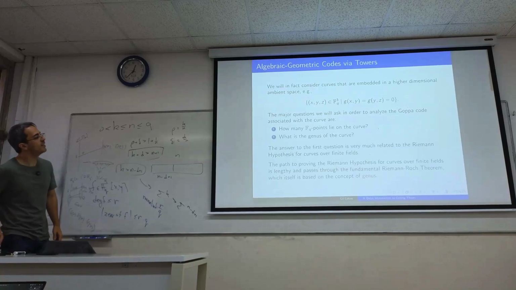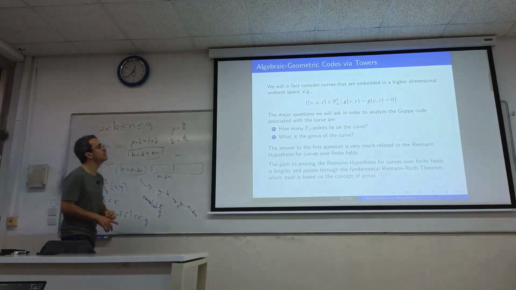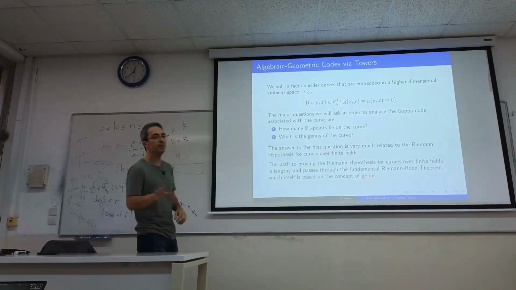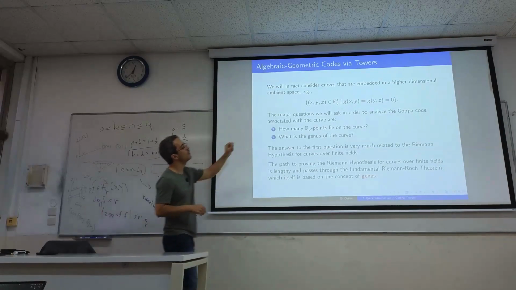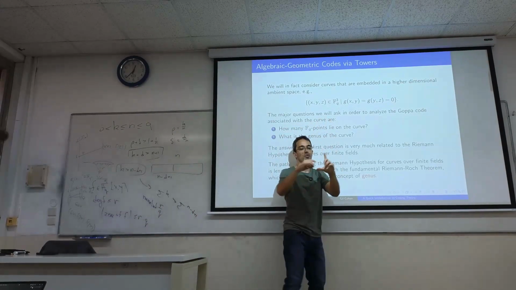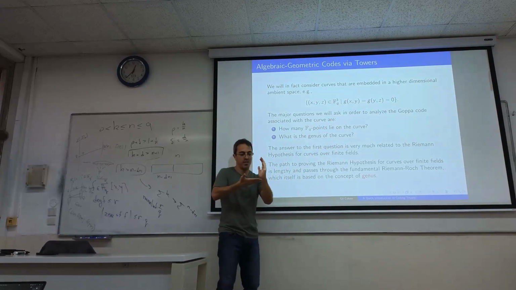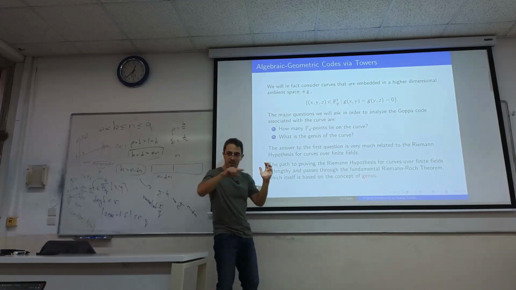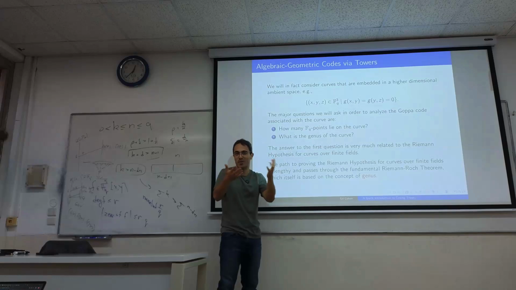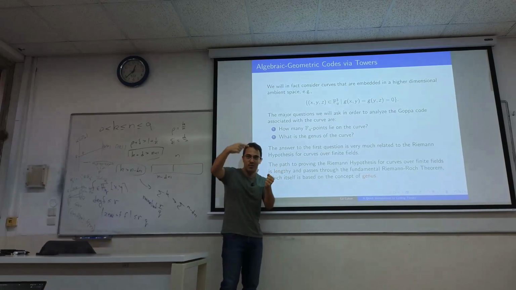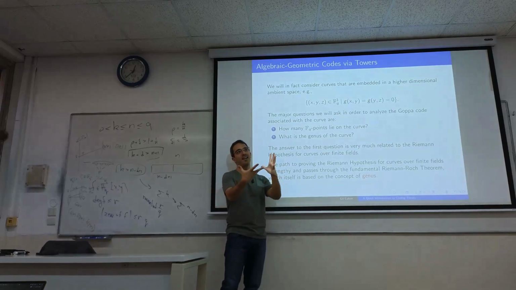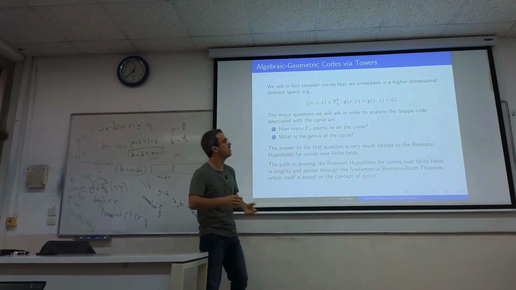So maybe a bit more about it before moving to the more technical, still informal part. So actually, I kind of cheated. I'm not going to just consider curves in the plane, because the plane doesn't have too many points, like only Q squared. I want to decouple the number of points that you have in the code from the field size. So I will need to consider higher dimensional spaces.